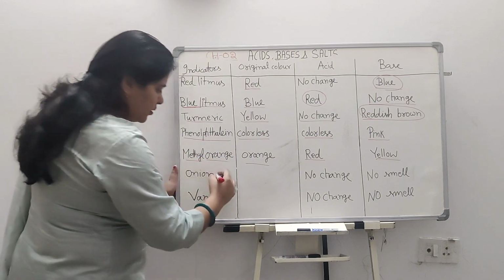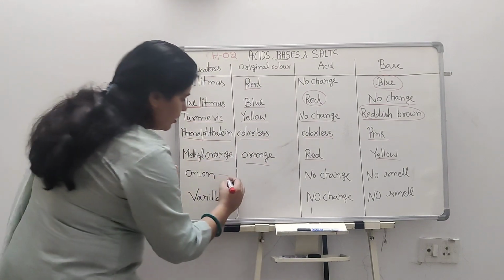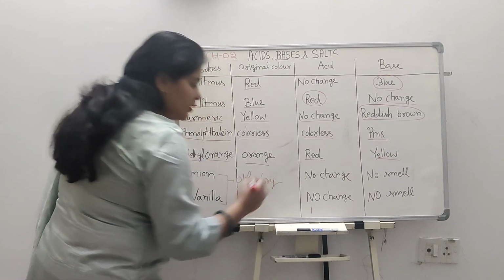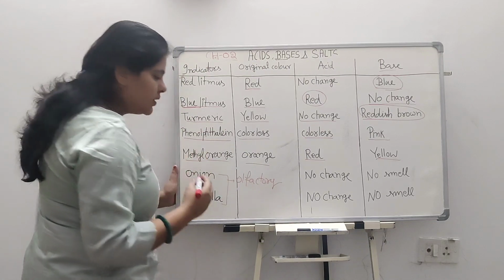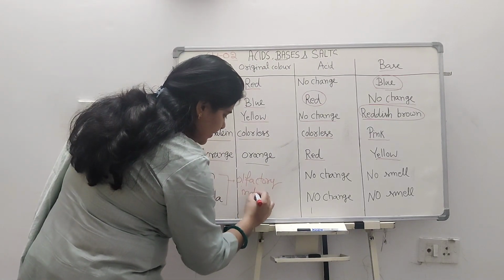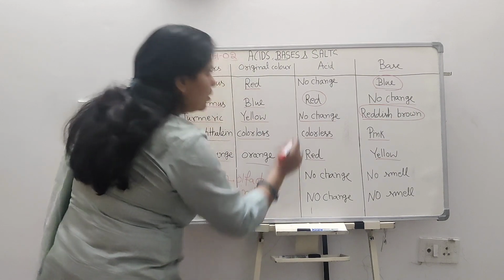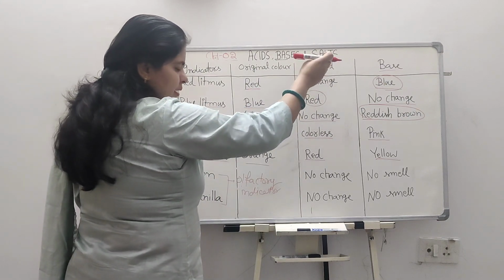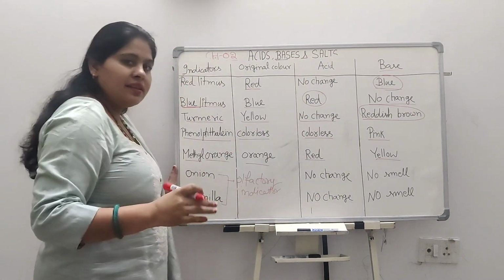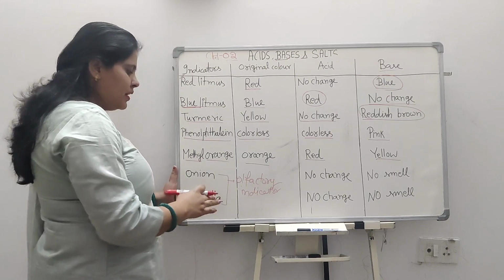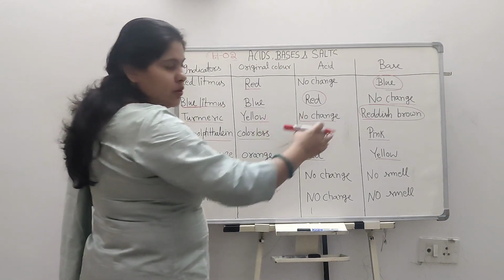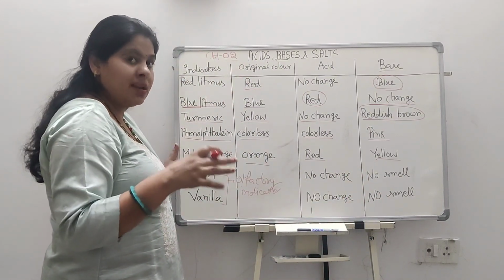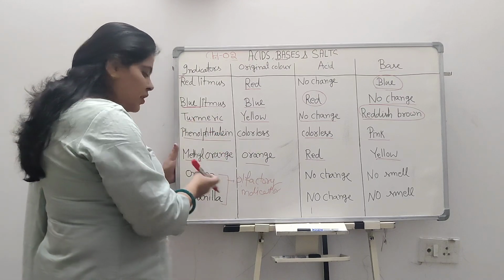Now onion. Onion and vanilla are examples of olfactory indicators. Olfactory indicators means with the help of smell they distinguish between acidic and basic substances. So if you bring these substances, onion or vanilla, near acidic substances, then there will be no change in the smell. But if you bring onion and vanilla near basic substances, then there will be no smell. Means we can't smell the onion.